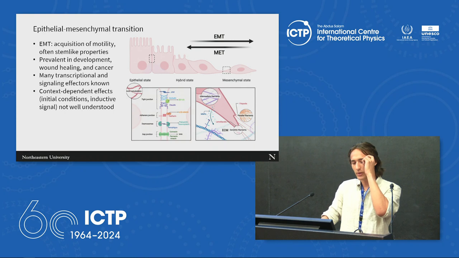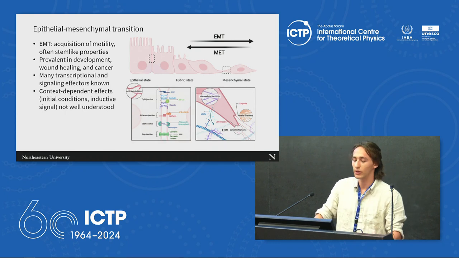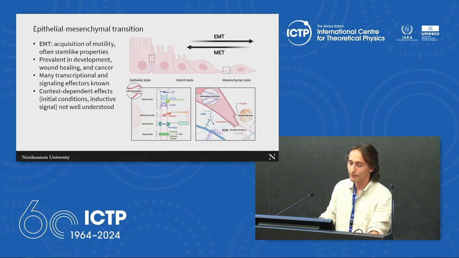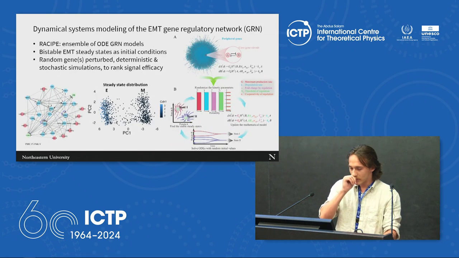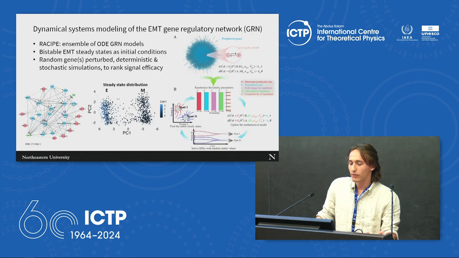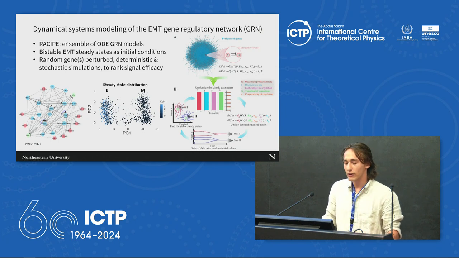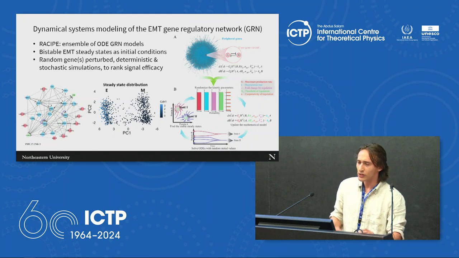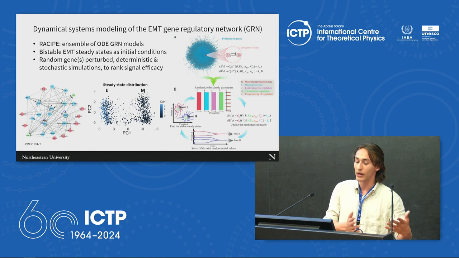So in this work, we aim to use modeling to understand how different input signals and initial conditions influence the state of the EMT regulatory network. To simulate the GRN, we use an ensemble of ODEs in a software package called RACIPE, which is based on a continuous nonlinear model of transcription factor activity, and RACIPE generates randomized kinetic parameters and finds a distribution of steady states for the system. So when I refer to a model, you can think of that as a set of parameters for this shared system of ODEs that's embodied in the network.